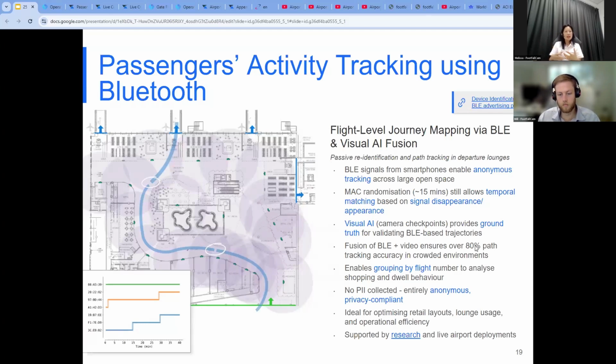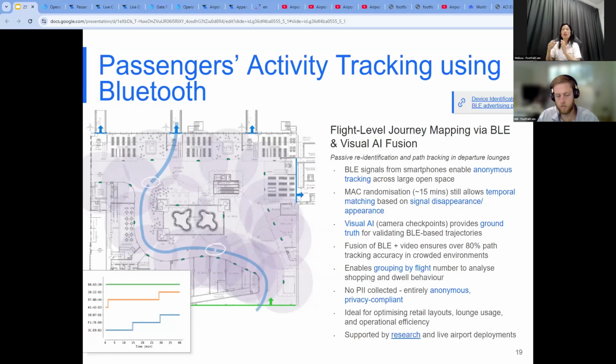This lets us answer critical questions like which shop did the passenger visit? Where did they stop to eat? How long did they dwell there? And most importantly, which gate and which flight did they board? With this complete view, you can start profiling flight-level passenger behavior.